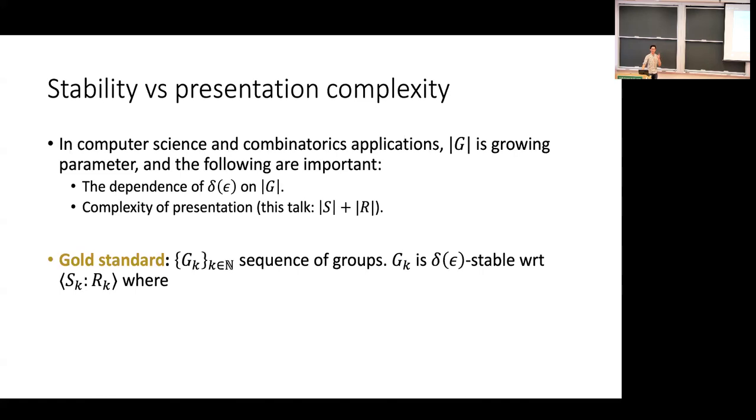To me, the gold standard, the thing that would be great, is if we have a sequence of groups where the group is delta of epsilon stable with respect to a presentation of the group, S_k, R_k, where the modulus of stability does not depend on k. Somehow these groups are just universally stable no matter which group in the sequence you're taking. And also the complexity of the presentation scales as polylogarithmic in the size of the group.